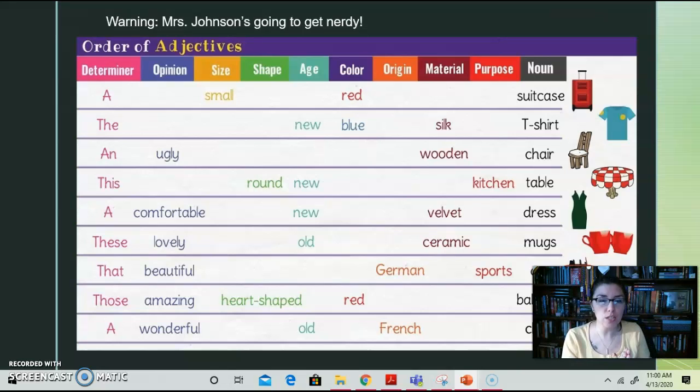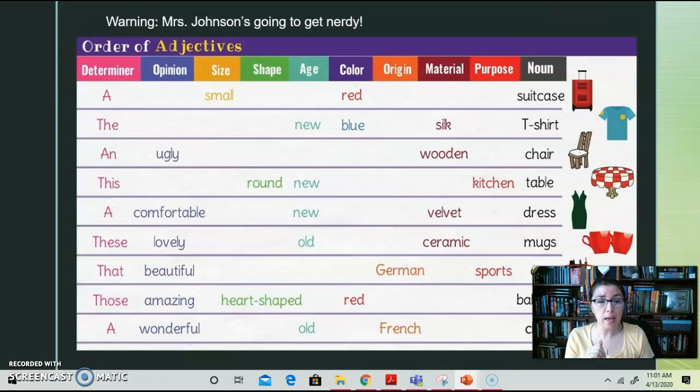So in the English language, when you describe something, you always put your adjectives in the same order. If you look at your screen, you're always going to have your determiner first. You're like telling how many usually, an opinion, the size, the shape, the age, the color, the origin, the material, the purpose, and then finally you're going to have the thing that you're describing or your noun. So you're always going to put them in this same order. And it sounds really messed up if you try to switch them around.